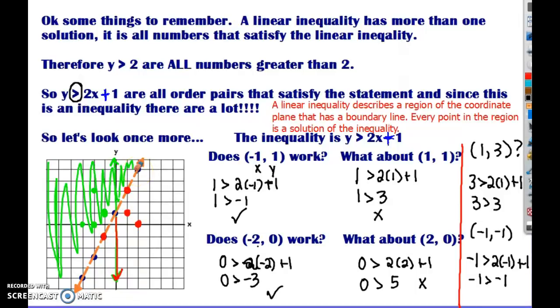Your quiz is going to be you explaining this. I'm going to give you an inequality and you're going to tell me why the region is graphed this way. Why did you shade here? Because y is greater than 2x plus 1. This region represents everything greater than 2x plus 1. Why is the line dashed? Because it's not equal to. Why don't the points on the line work? Because the points on the line are equal to 2x plus 1, and this is not equal to 2x plus 1. It's greater than 2x plus 1.